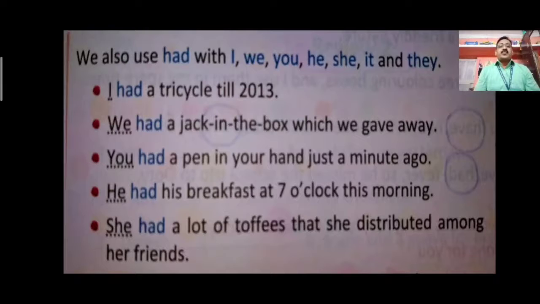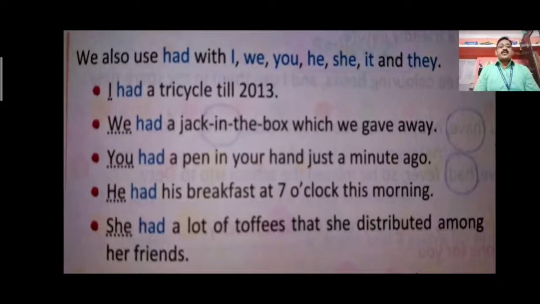Now, where we use had when the subject is a pronoun in plural or singular form. You see I, we, you, he, she, it, they. I, we, you, and they are plural pronouns, but he, she, it are singular pronouns. I had a tricycle till 2013, means not now. I had a tricycle up to 2013. So I, here, plural pronoun.